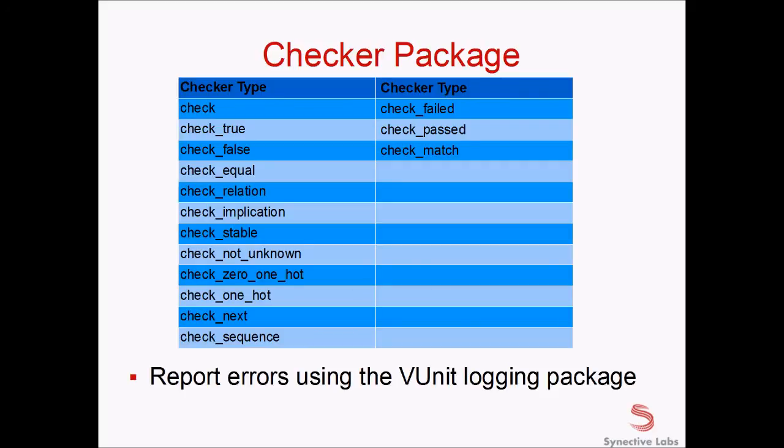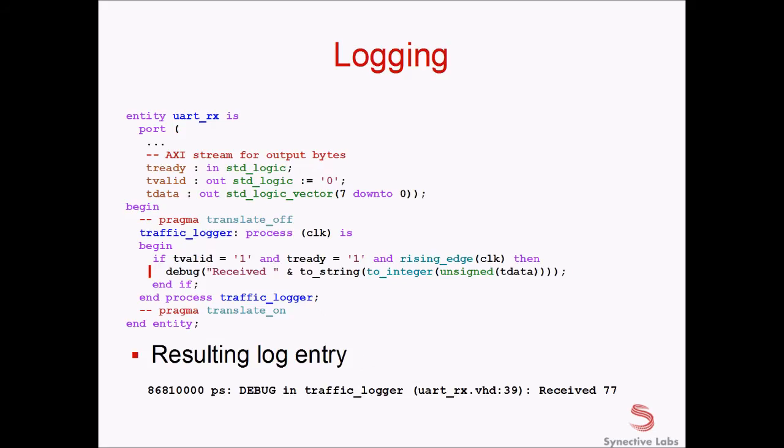So here is the complete list of checks we have today, and common to all these checks is that when they report an error, they do so by using the VUnit logging package. That package can also be used standalone, like in this example. I've embedded a traffic logger into my UART receiver, so whenever I receive a byte, I will issue a debug message.